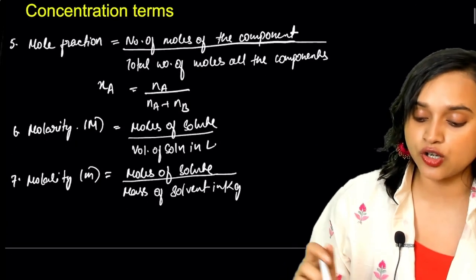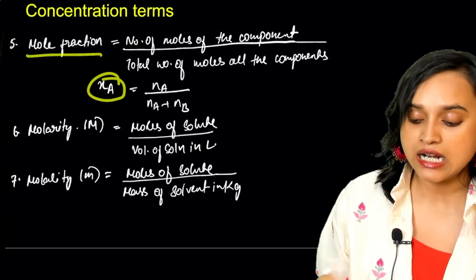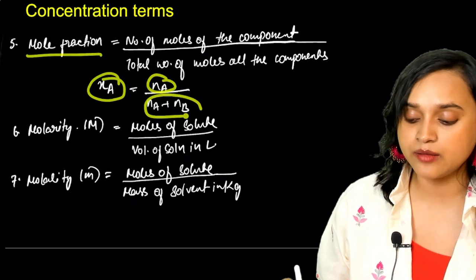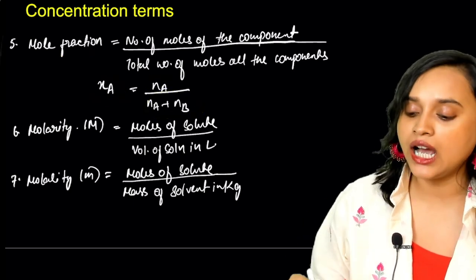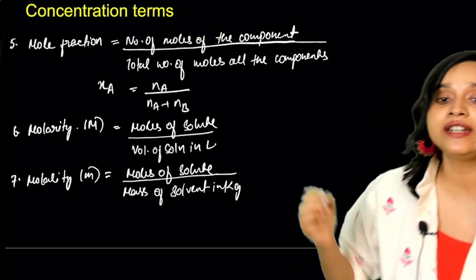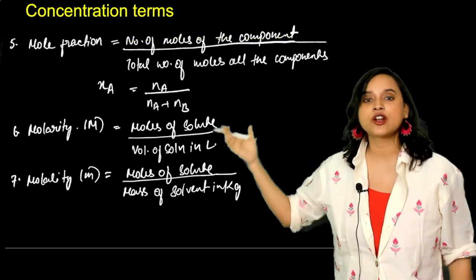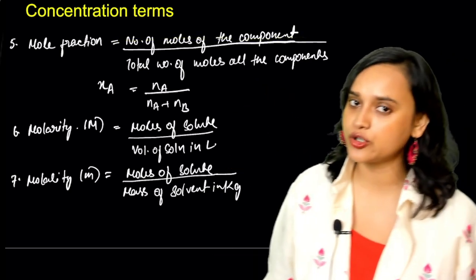Let us go to the fifth concentration term, mole fraction, which is chi of A is equal to N of A divided by Na plus Nb. Suppose you have a binary solution, then otherwise number of moles of the component divided by total number of moles of all the components. This is going to be your mole fraction.